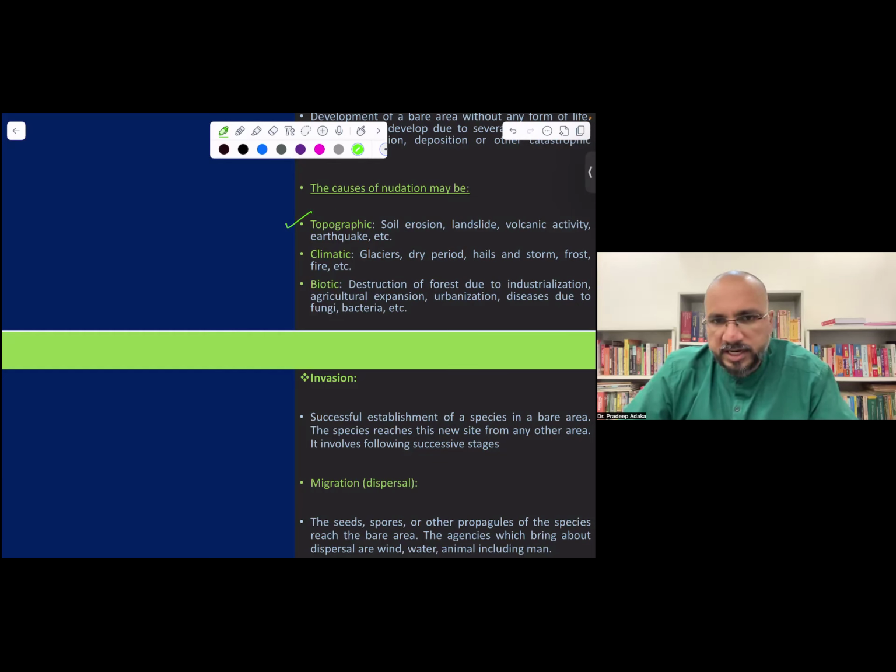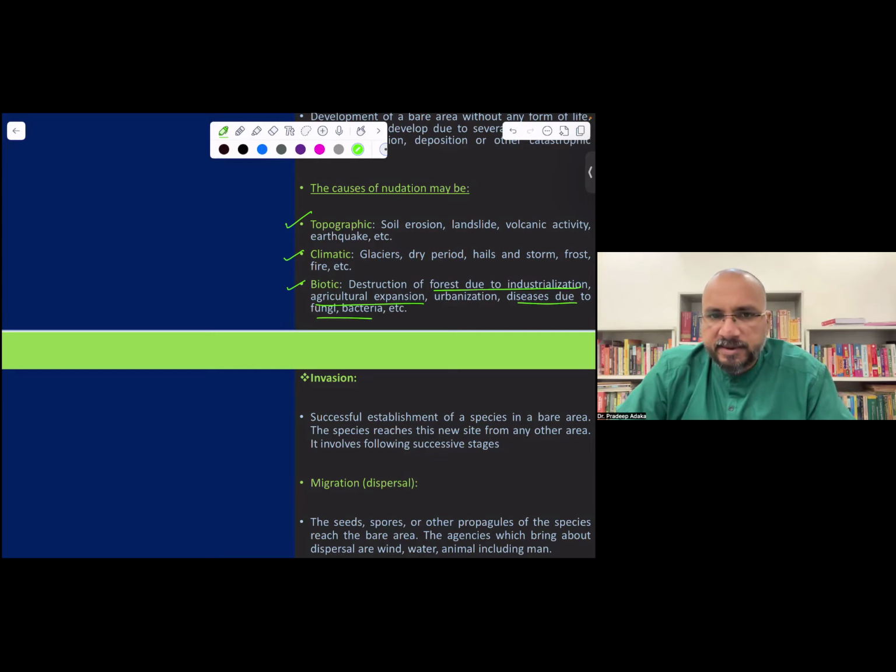topographic factors, that is soil erosion, landslide, volcanic activity, earthquakes. Any of these may cause nudation or removal of life. It can be climatic: glaciers, dry periods, hailstorms, frost, fire, that can also wipe out the community. Or biotic factors, because of destruction of forest due to industrialization, agriculture expansion, disease due to fungi and bacteria.